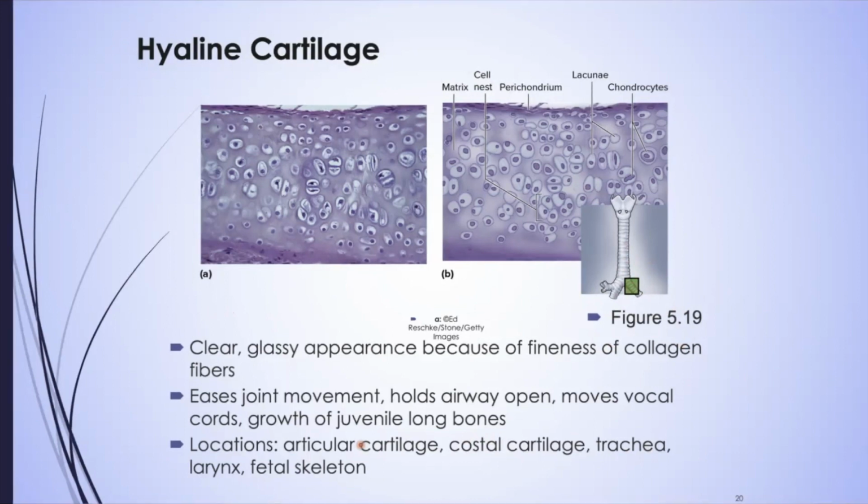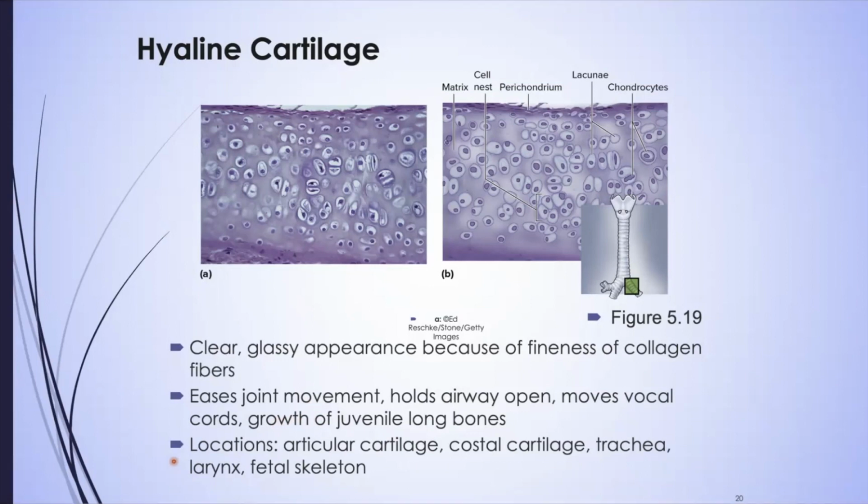So it's going to have a clear, glossy appearance because of the fineness of the fibers. It eases that joint movement. It's going to keep your airway open, which is why this is perfect for the airway. Helps to move the vocal cords, right? And you're also going to find hyaline cartilage assisting in the growth of juvenile long bones, because the bones are not completely ossified in children yet. And so this helps with the growth of those long bones.